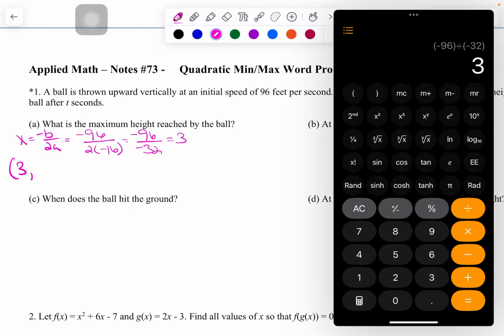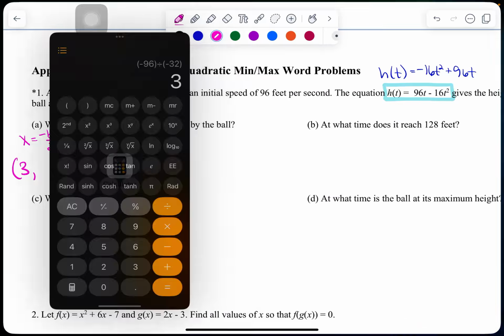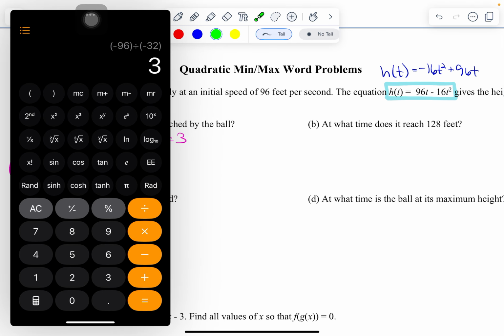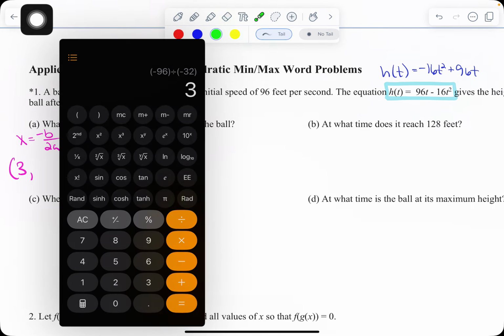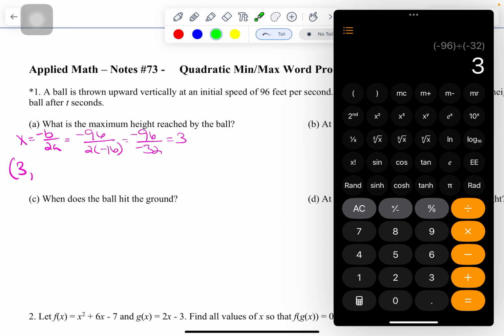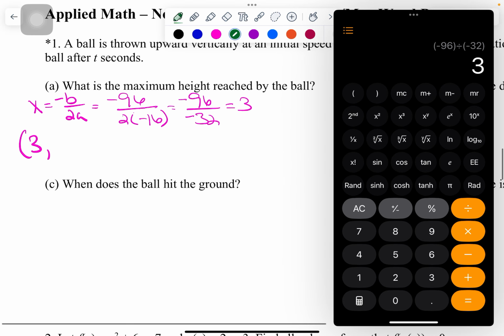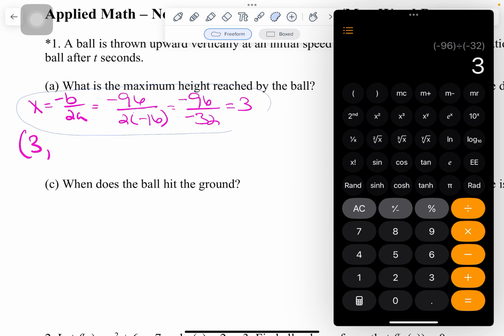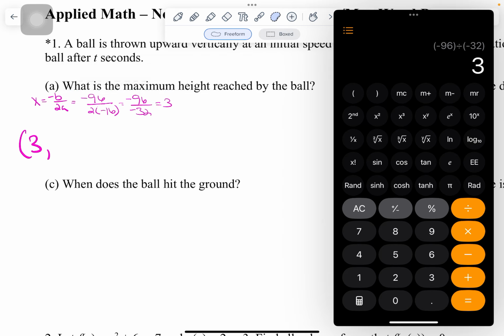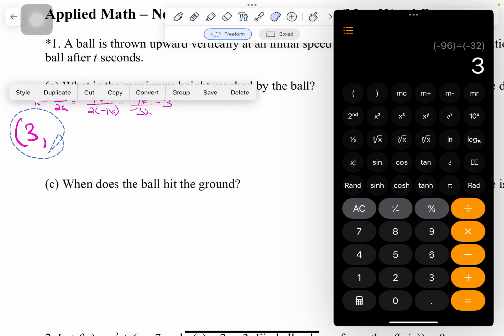I want to figure out the height. So this is where I slide this to the other side. What I'm going to do is go into this equation and replace these t's with the number 3 that we just found. So 16 and 96. All right, and I am going to do just a little shrink on this work that I did to find the actual x value. Slide that up, give myself some space.